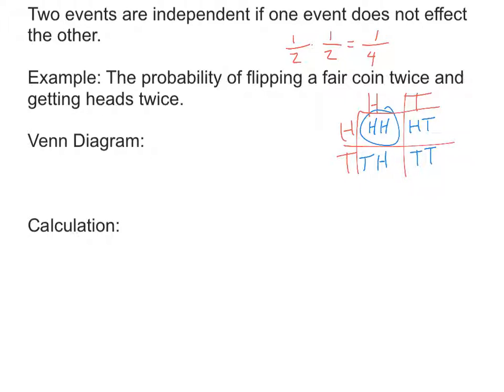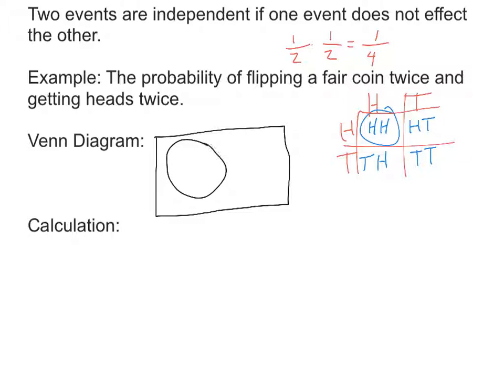So the Venn diagram for this, remember a Venn diagram is going to be a rectangular shape with circles inside to represent probabilities. So the probability of flipping a fair coin twice and getting heads, so I have the event A has to occur, and then independent of that event, B has to occur. And it's this space right here, the probability of A and B both occurring.